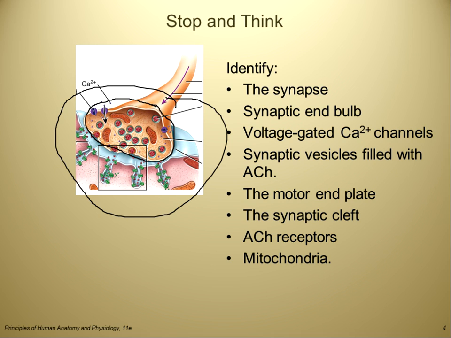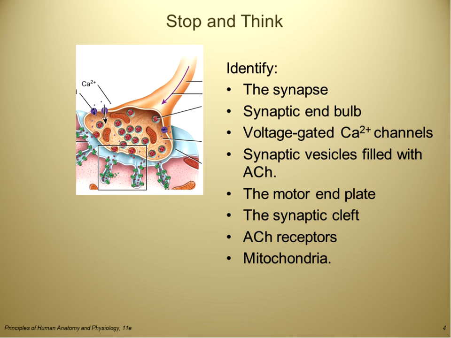What about voltage-gated calcium channels? Well, we didn't talk about it yet, but there are these purple things here. You could see that these little purple balls are calcium. These are voltage-gated calcium channels. When a nerve impulse comes down, their gates open and calcium can rush into the neuron. Where are synaptic vesicles filled with acetylcholine? That's these little vesicles here, all these little blobs, packages. The motor end plate, again, was this part here where you see receptors for acetylcholine. The synaptic cleft is the space between the neuron and the muscle.